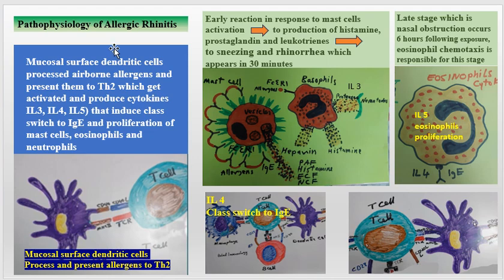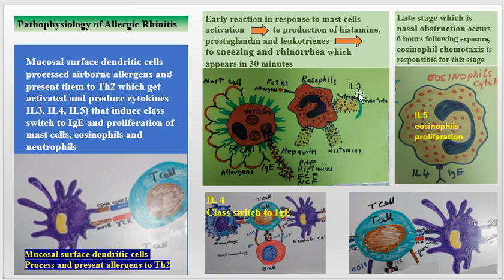And now I will be talking on the pathophysiology of allergic rhinitis. As can be seen here, these are the mucosal surface dendritic cells. They take the allergen, or the antigen, or the airborne allergen, internalize it and process it, and present it to T helper number 2, and this T helper number 2 will get activated and produce cytokines.